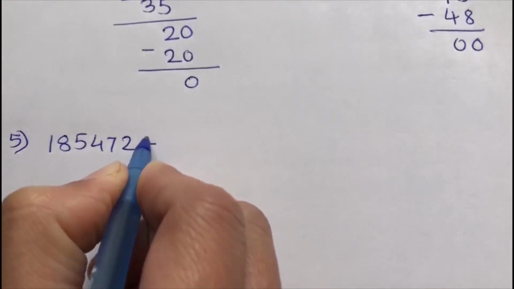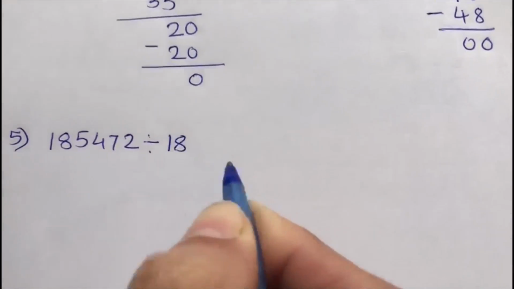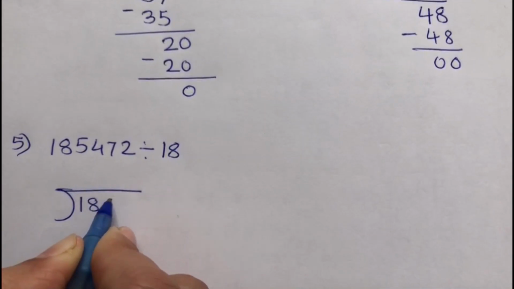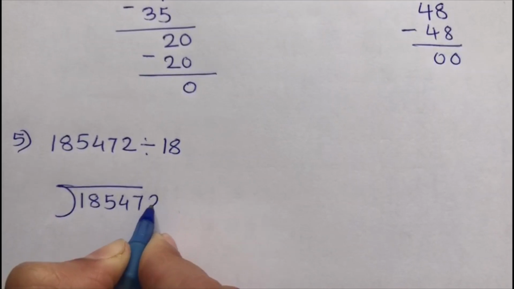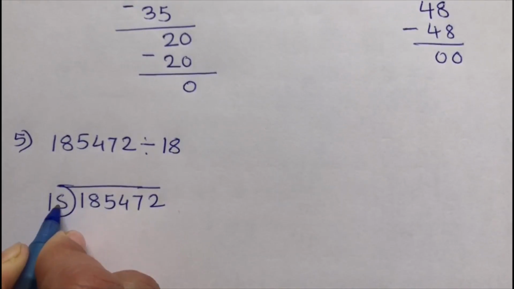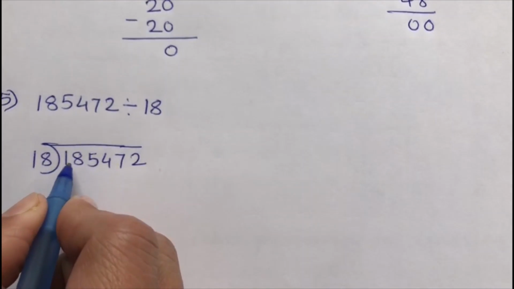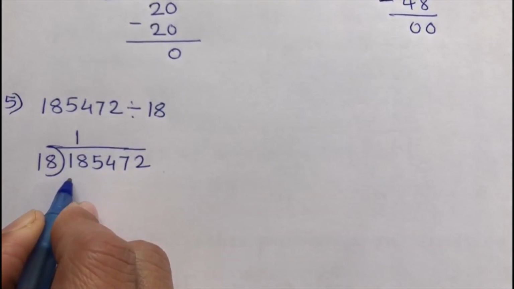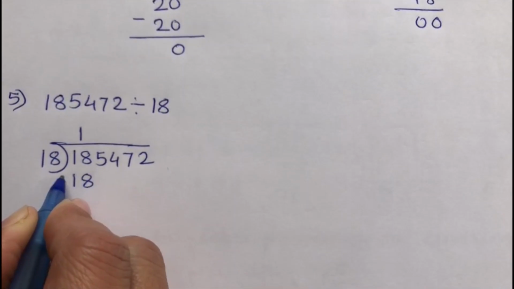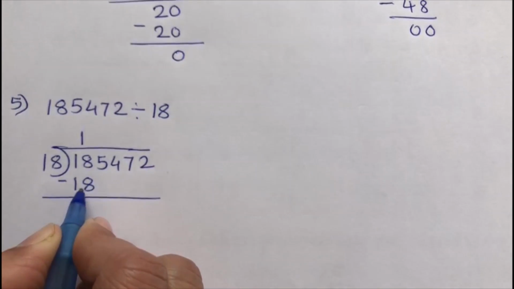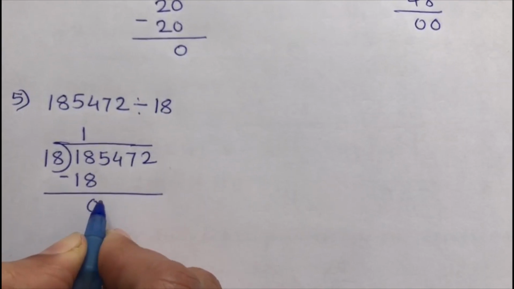The next example is 1,85,472 divided by 18. So first write this example in this format. In the multiplication table of 18, 18 comes at the first place. So I write here 1 and now write 18 here. When we subtract 18 from 18 we get 0.